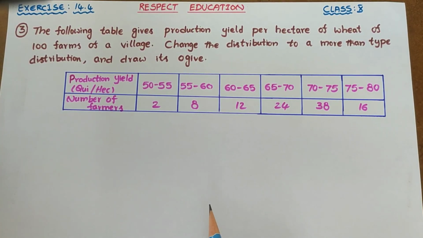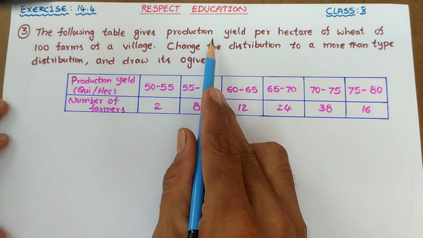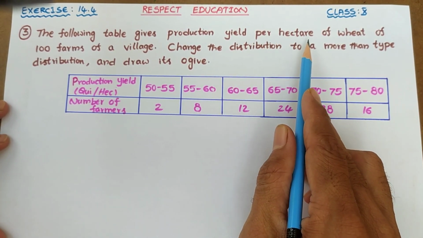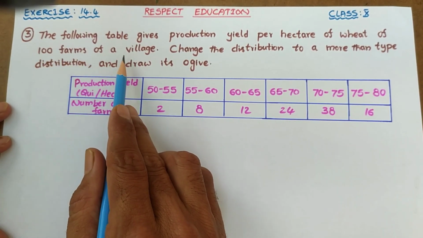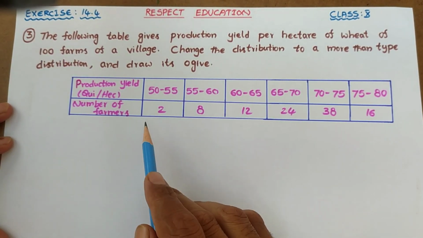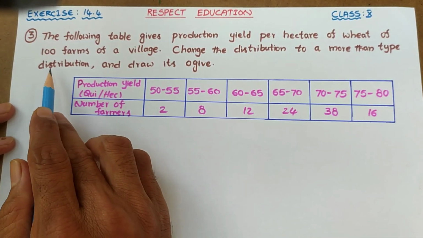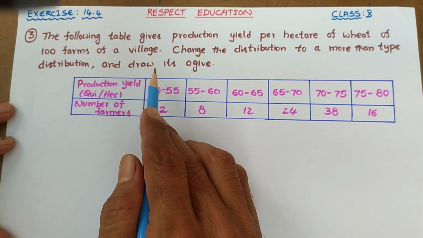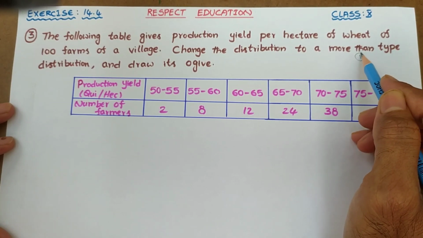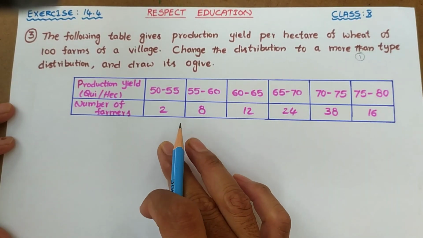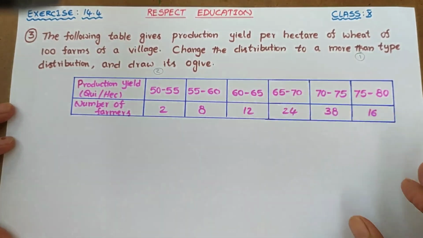Now we see question number 3. The following table gives production yield per hectare of wheat of 100 farms of a village. Now the question is: change the distribution to a more than type distribution and draw its ogive. Here there are two tasks. First one is we need to convert this distribution to more than type distribution, and the second task is that we should draw the ogive.